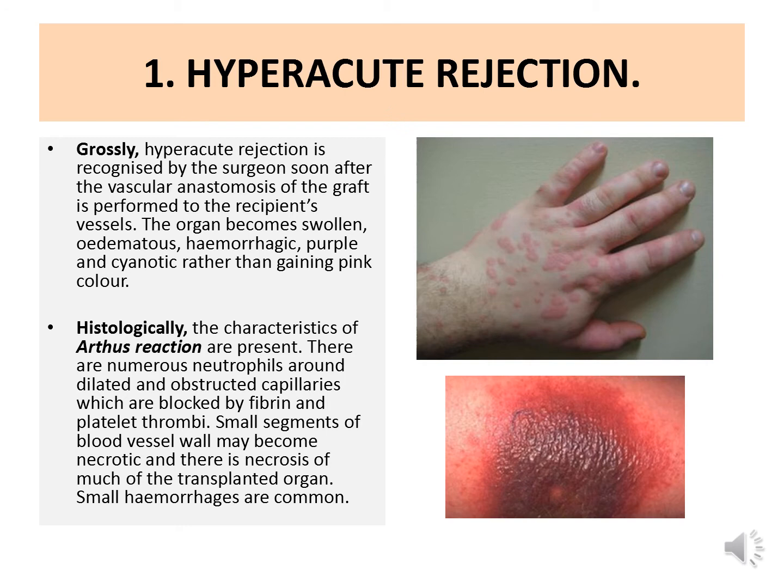Histologically, the characteristics of an Arthus reaction are present. There are numerous neutrophils around dilated and obstructed capillaries, which are blocked by fibrin and platelet thrombi. Small segments of blood vessels may become necrotic, and there is necrosis of much of the transplanted organ, and small hemorrhages are common. So here on the skin we see the Arthus reaction also with hemorrhages and necrosis of the skin.